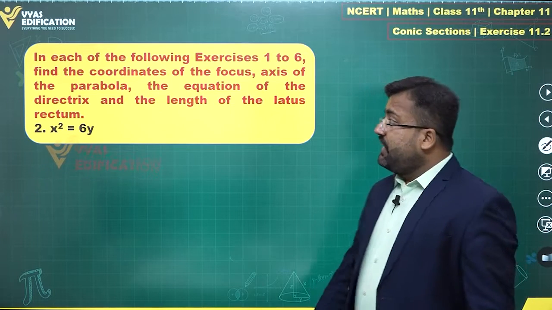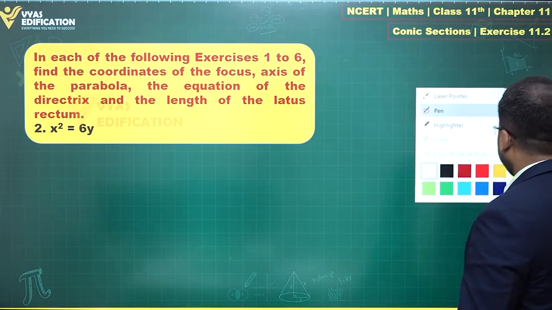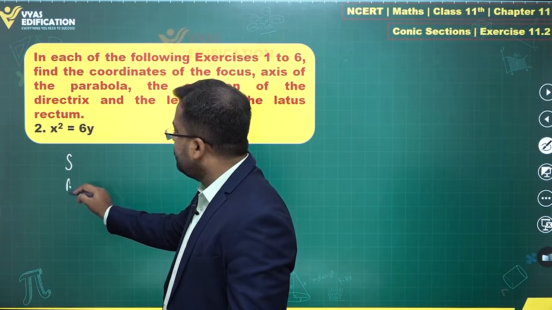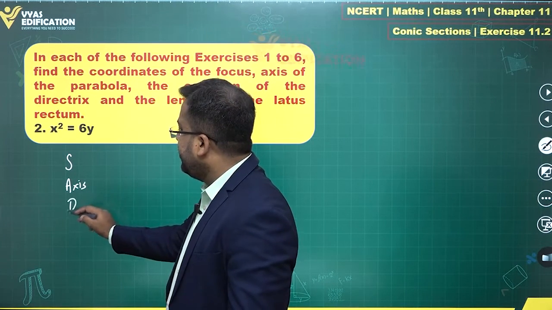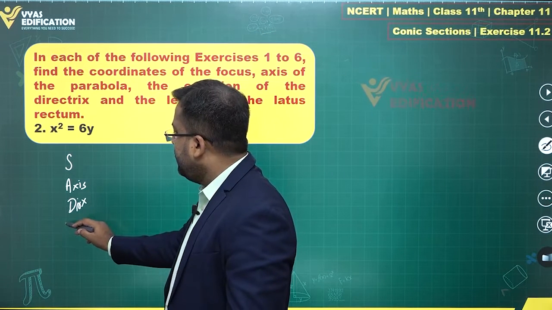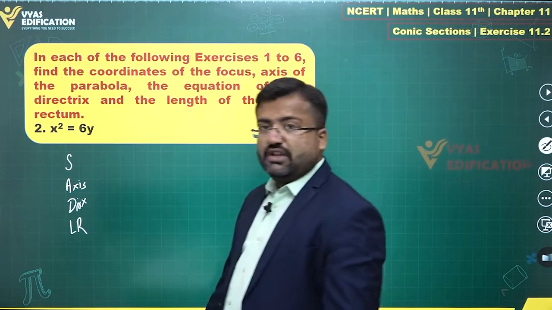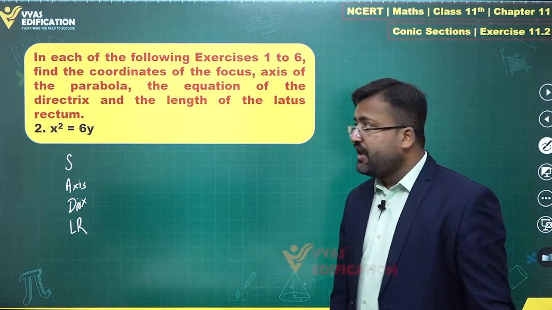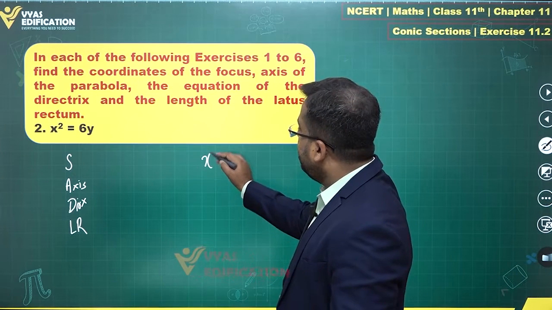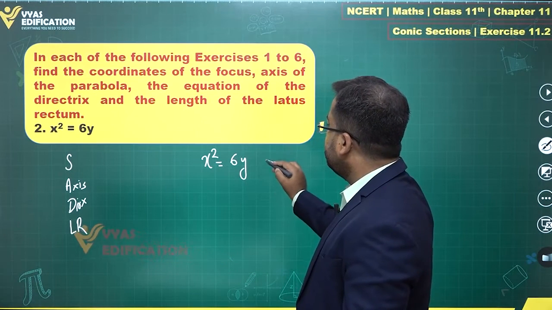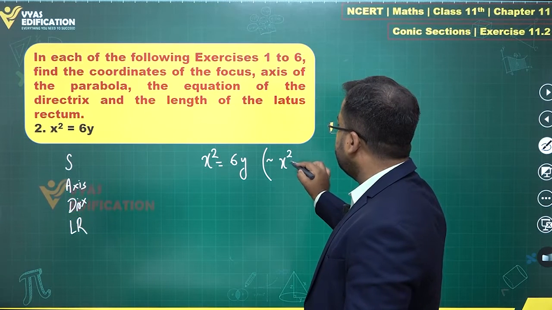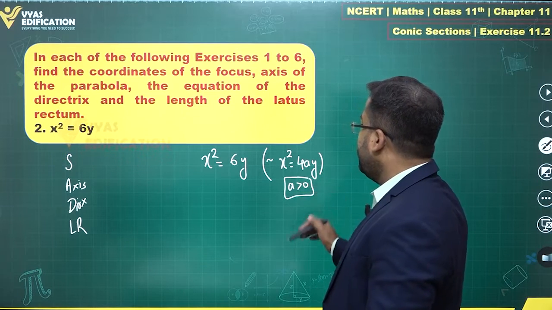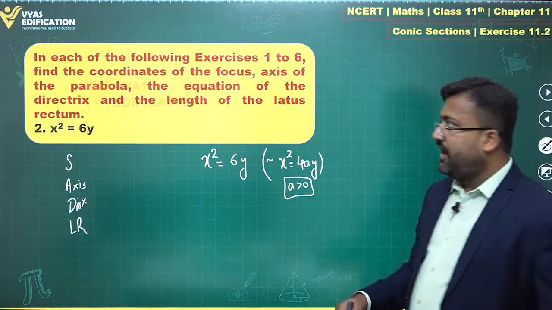The second question says we have x square is equal to 4y, and we need to find similar kinds of things. Let's say we are supposed to find the focus, the axis, the directrix, and the latus rectum. These are the 4 things that are required, right? Coordinates of focus, axis of the parabola, equation of directrix, and length of the latus rectum. Okay, for x square is equal to 6y, this is similar to x square is equal to 4ay, where a is greater than 0. Okay, this is an upwards opening parabola.